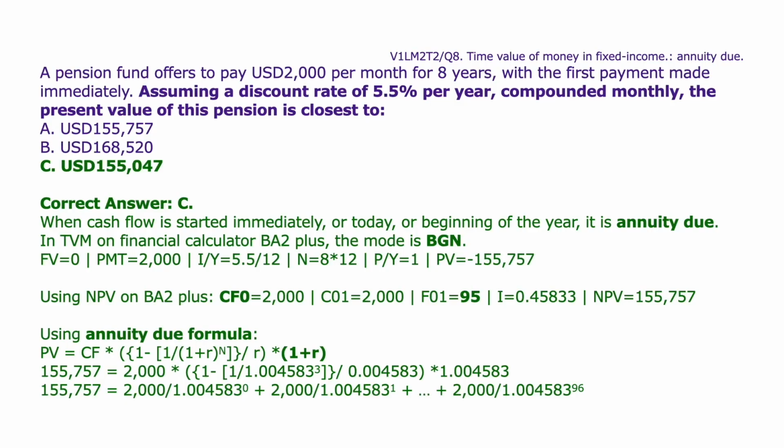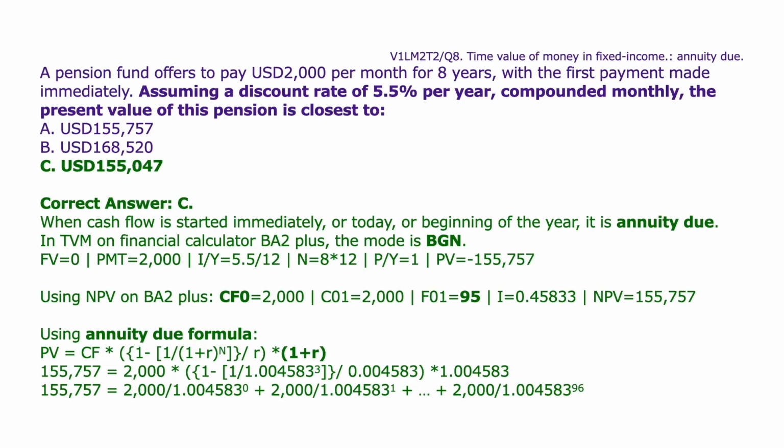The timing here is immediately. It means cash flow at the beginning. Using the TVM function on the BA2+, don't forget to set BGN mode. Using the NPV function on the BA2+, don't forget cash flow starts immediately. CF0 is 2000, not 0.